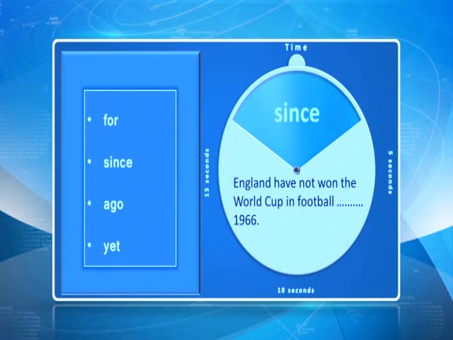Ago is used with sentences where the verb is in the simple past tense. And here I don't have the simple past tense used. I have the present perfect, have not won. And yet is used at the end of the sentence. For example, we say, I haven't finished my writing assignment yet. So it comes at the end of the sentence when the sentence is also in the negative form. So the only option to be chosen here is the word since.